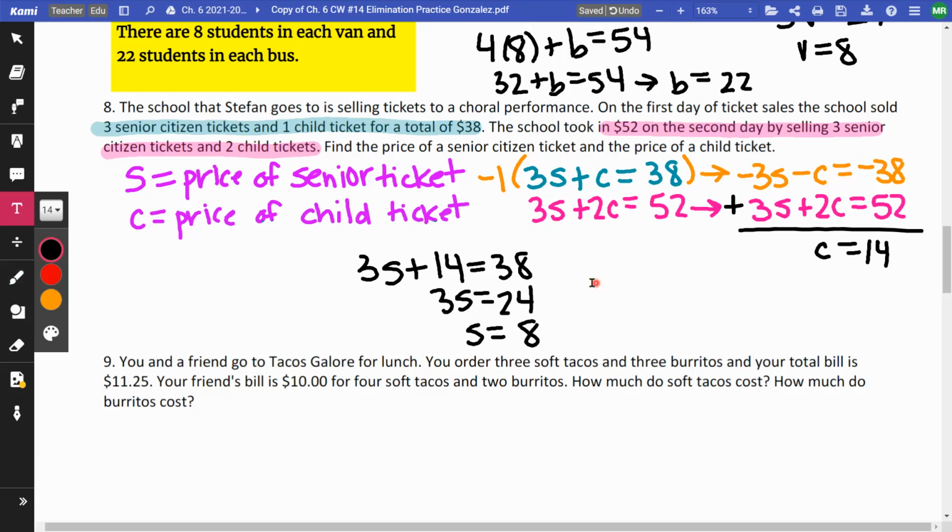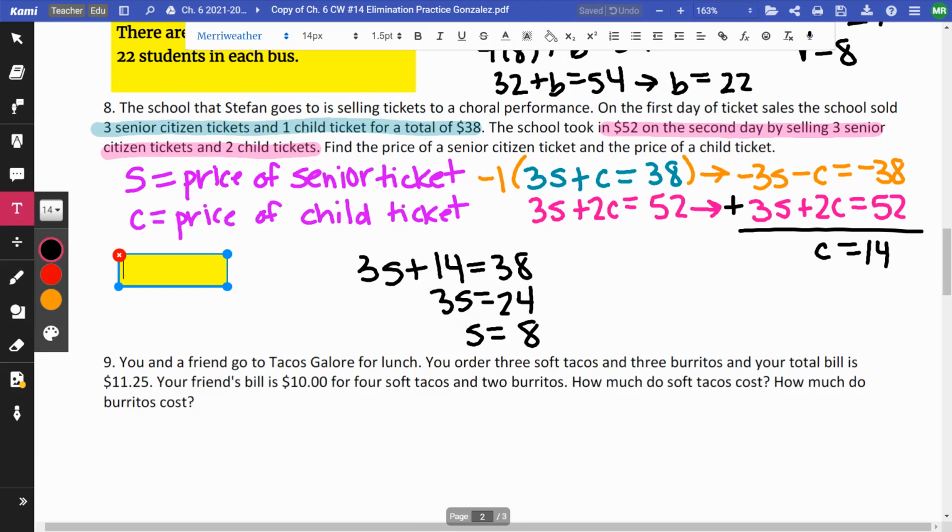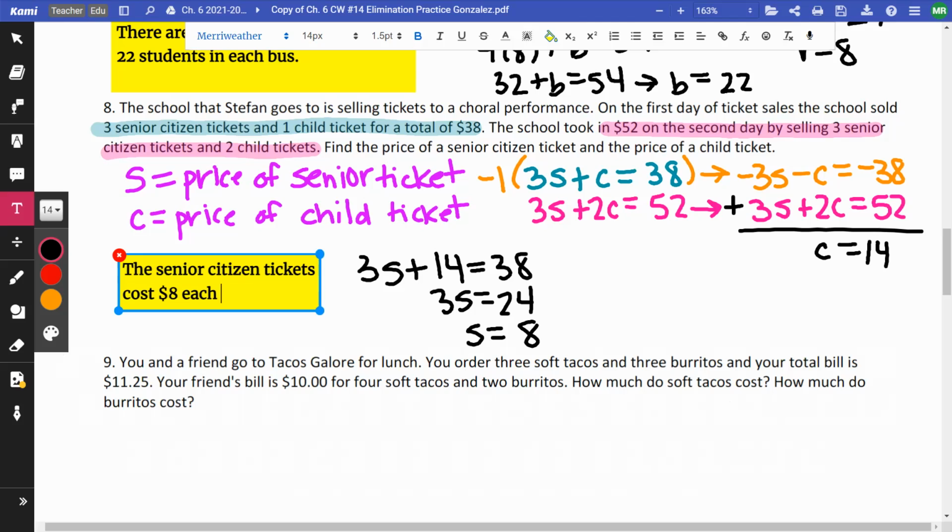So when we write our sentence, we are going to state that the senior citizen tickets cost $8 each, and the child tickets cost $14 each.